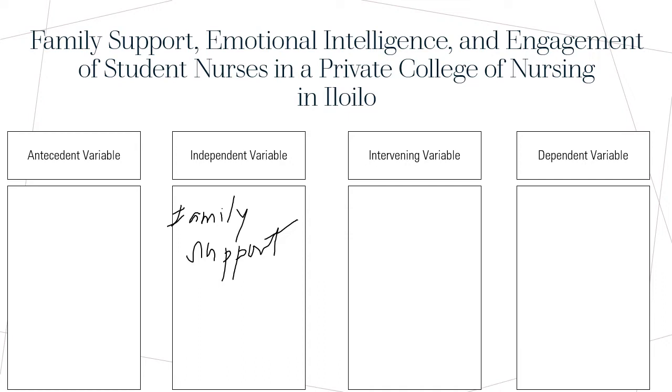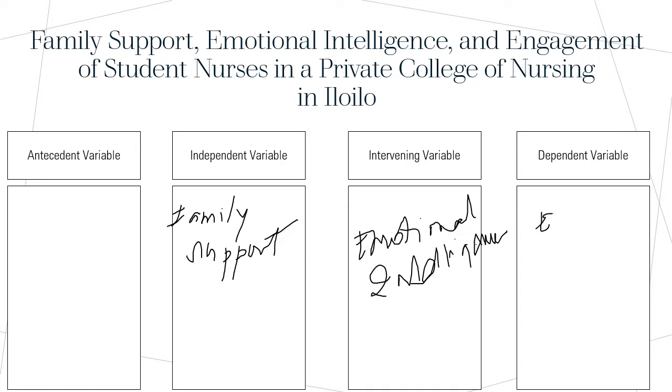Intervening variable: I came to realize when I was reading the literature, when I did the review of related studies, that no matter how supportive or unsupportive the family is, it is the emotional intelligence of the student, the emotional quotient of the student, that would determine one of its outcomes. Okay, so emotional intelligence seems to be a prominent determinant of the outcome. And then my dependent variable is engagement of student nurses. That will be my dependent variable.